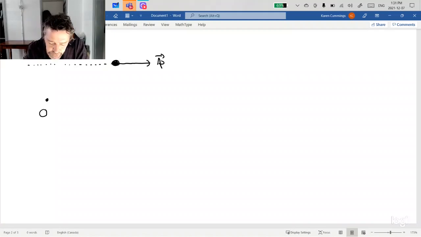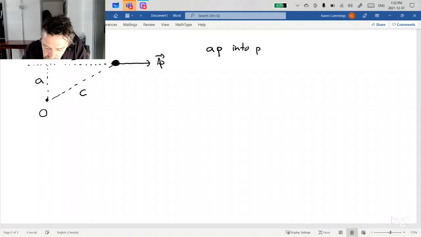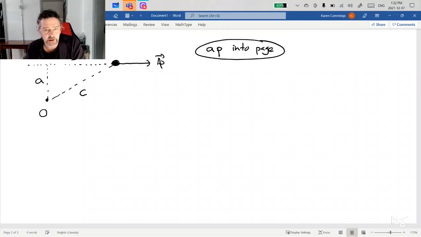And so there were some multiple choice answers given. We just drew a triangle here. One side is A, the other side is B, and the other side is C. And the question is, what is the right answer? And the answer is A times P, and the direction is into the page. Why is that the case?